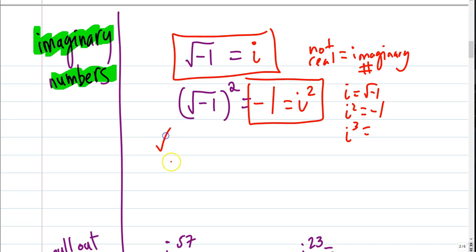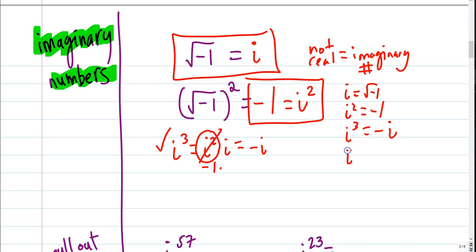Let's check. i to the third. Well, we just said i squared was negative 1, so this would just be i squared times another i. We can group that. What we're going to start doing is looking for things like i squareds. i squared can be replaced because i squared is worth negative 1. So negative 1 times i, or negative i. i to the third is negative i. Why does that work? Two of them become a negative 1. Third one's left over, so negative i.